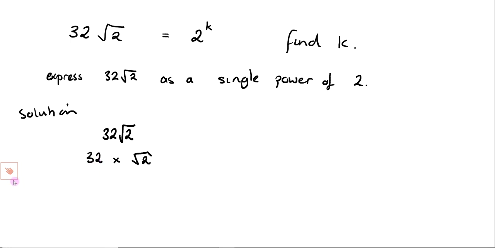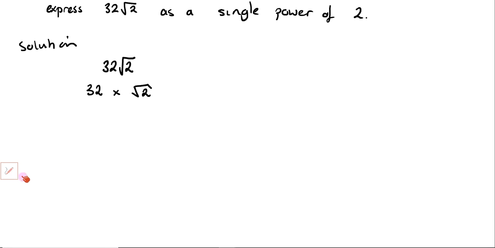Root 2 is the same thing as 2 to the power of 1/2. So 32 multiplied by 2 to the power of 1/2. That should give you a clue, because remember 32 was one of those numbers I said you ought to try and remember. So how could I rewrite 32?